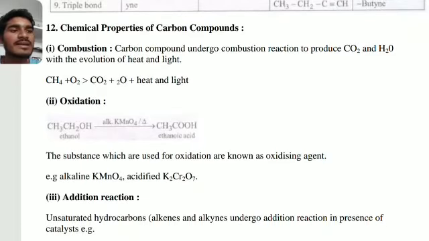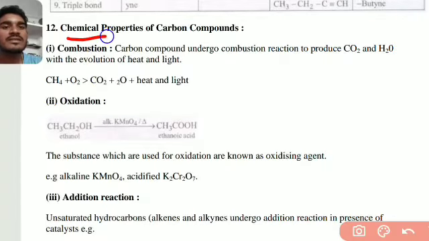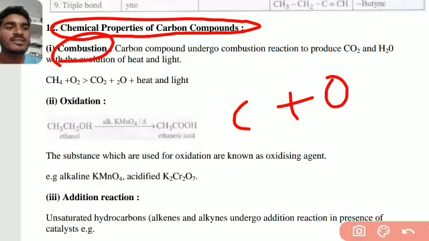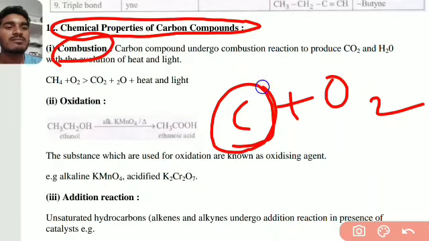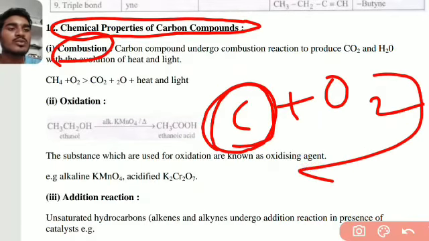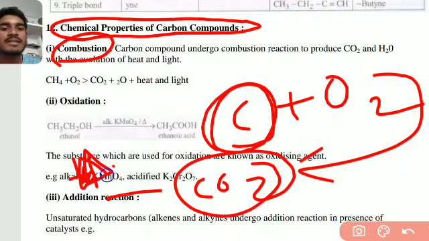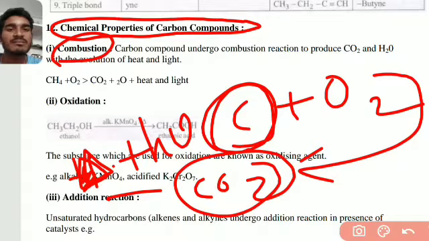Chemical properties of carbon compounds. So now we'll see the chemical properties. First is the combustion reaction. Combustion means when carbon reacts with oxygen in the presence of air, it is burning. Carbon reacts with oxygen and produces CO2, heat plus light. Okay, heat plus light. So these are the combustion reactions.